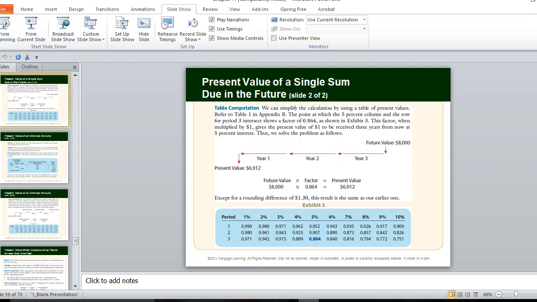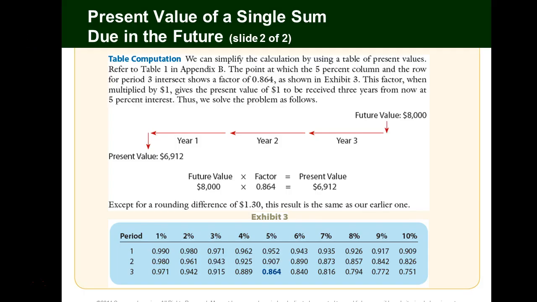So that table will save a lot of time. As you see here, in this case, they're saying we want $8,000 at the end of 3 years. So we're going to use that same period 3, 5%, 0.864. We're going to need to invest $6,912 today at a 5% interest rate in order to end up with $8,000 at the end of 3 years. Does that make sense?